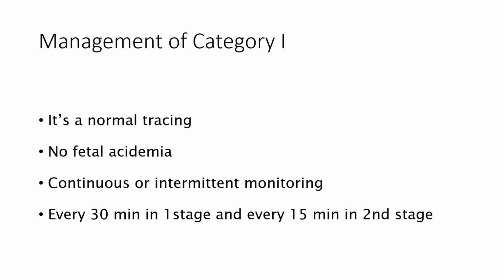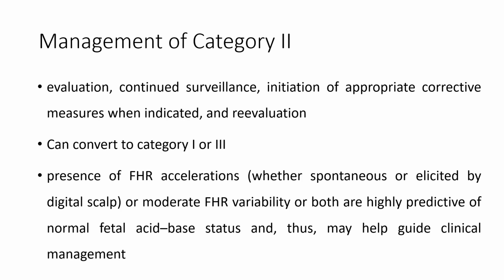It's usually half an hour in the first stage and every 15 minutes in the second. What about category 2? Category 2, you need to evaluate and initiate appropriate corrective measures when indicated, with continuous surveillance and re-evaluation. The tracing is a dynamic process, meaning that you can have category 2 with some measures, it can return back to category 1, or if these measures didn't solve the problem, the category 2 can progress into category 3.